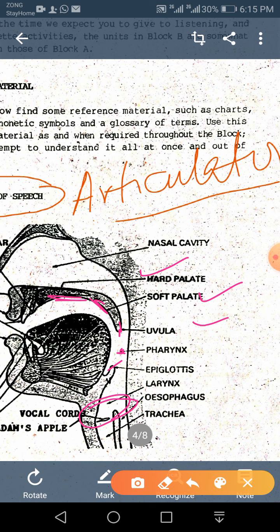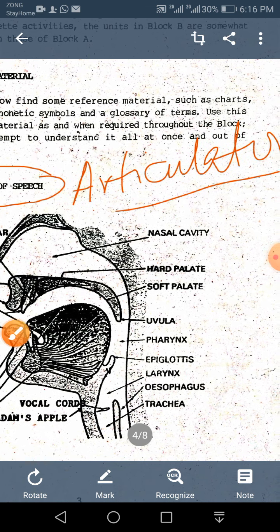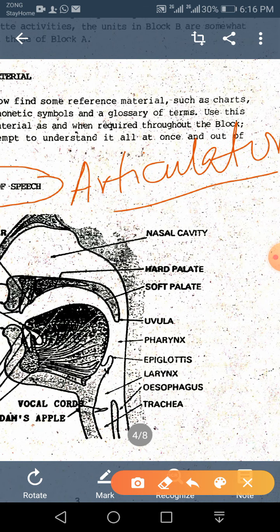Inside is known as the larynx and outside is known as the Adam's apple. Then we have two pipes lying together. One is known as the windpipe, and the other is known as the food pipe. Our concern is with the windpipe, which is known as the trachea. The food pipe is known as the esophagus.